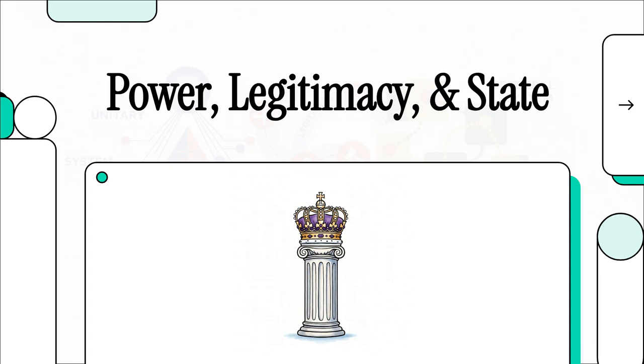Welcome to the Explainer. Today, we're jumping into two really big ideas from the AP Comparative Politics curriculum, power and legitimacy. We're going to look at the blueprints governments use to build themselves, and, just as important, how they convince their people that they actually have the right to be in charge.